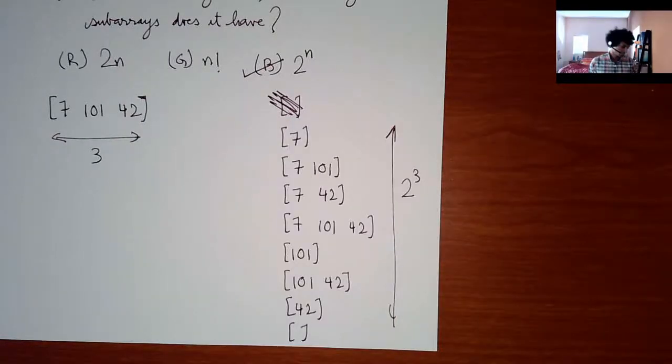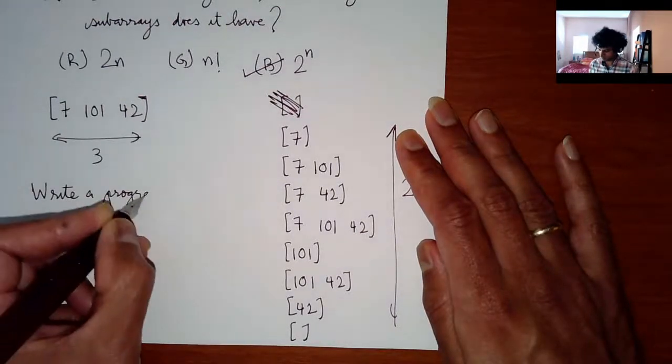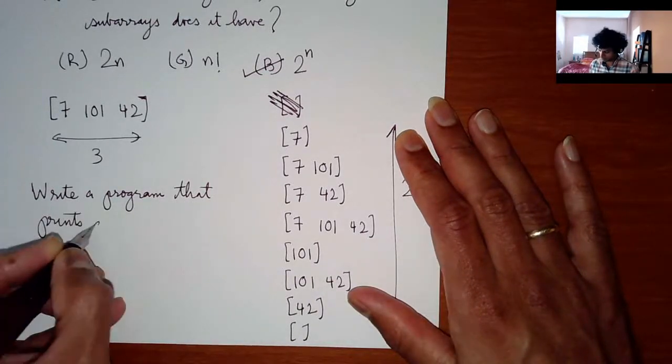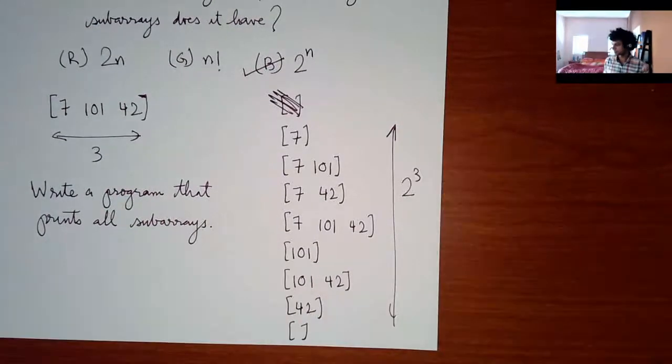Okay, now here's your problem. Write a program that prints all subarrays. Initially, the question is just do it. Eventually, it's to do it using a stack.